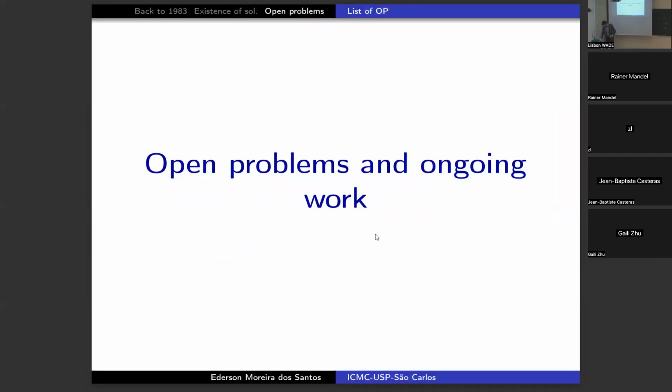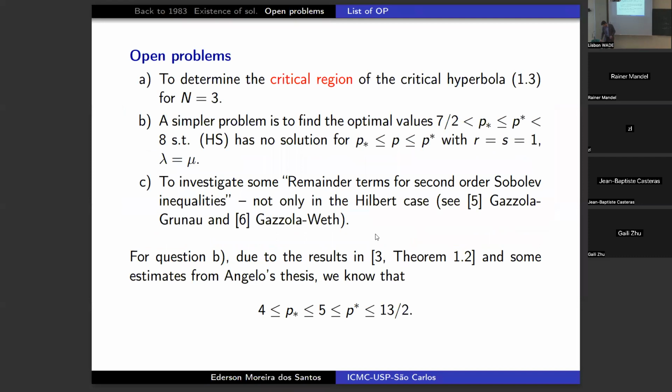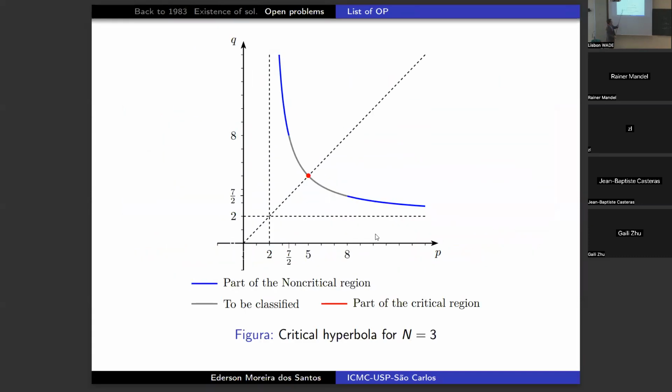I'm not going to enter into details. I'm running out of time, so I have some open problems and ongoing work. Maybe this is a good picture to show you. As I said, in dimension 3 is where we have critical and non-critical regions. In this blue part, we can get solutions. If p and q are in the blue part, we are in the non-critical regions.